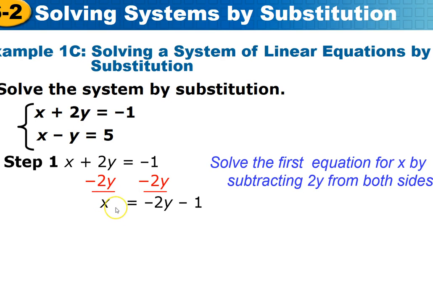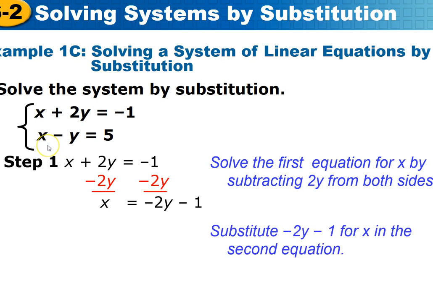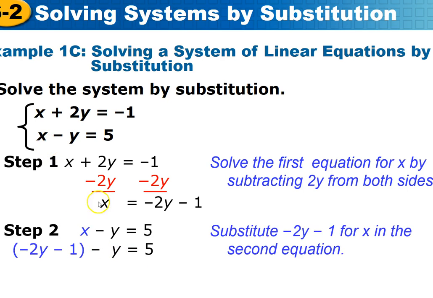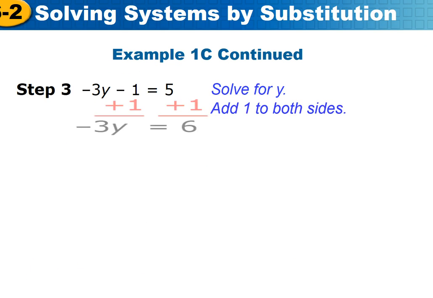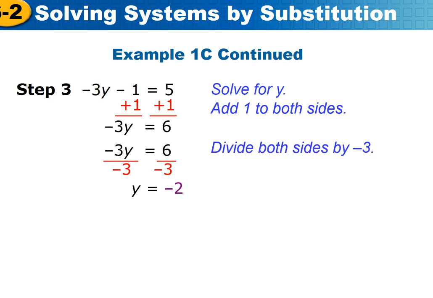So now we've got what x equals. So we're actually going to substitute this for x in the second equation. So here we go. Here's the x. Remember, we got x equals this. So now we're replacing this x with negative 2y minus 1. And then you're going to simplify. Negative 2y minus y gives you negative 3y. And now just solve by adding 1 on each side, negative 3y, and y is negative 2.